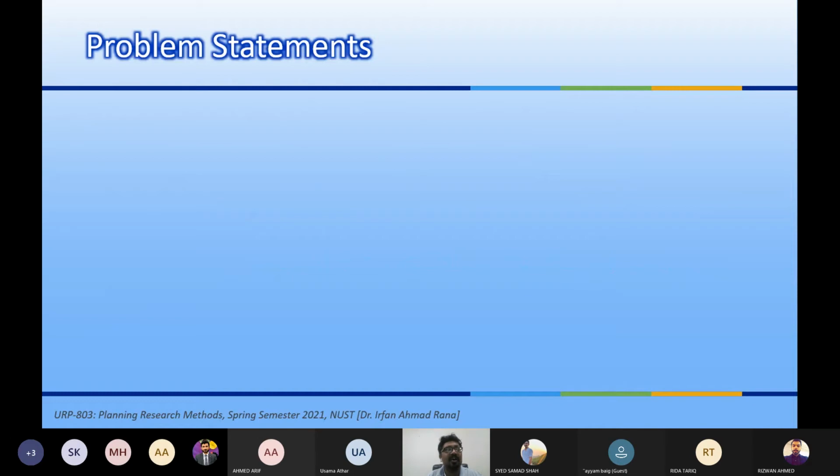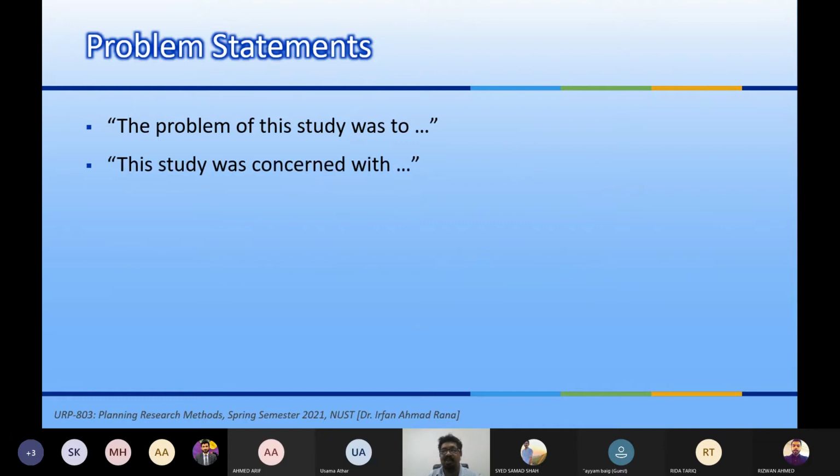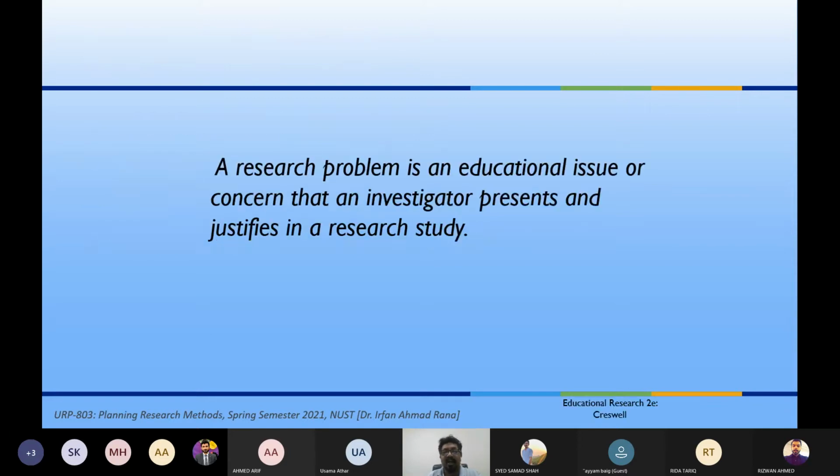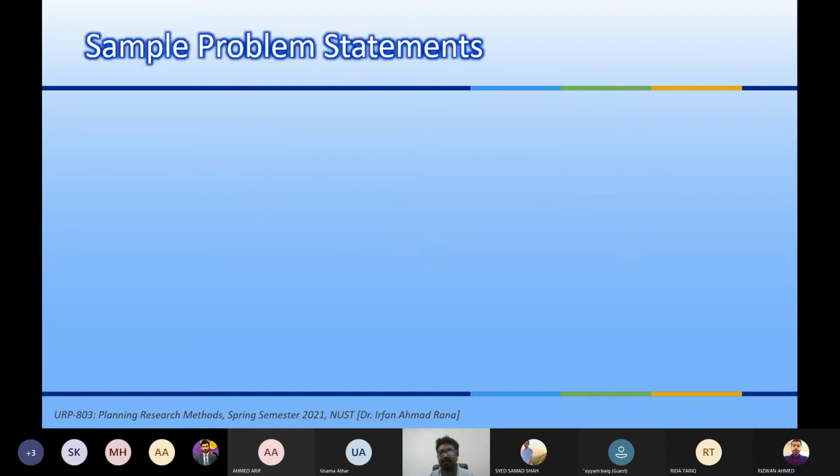Then we can go for phrases like: the problem this study was concerned with, this study was designed to. These are some keywords which really help you. After reading these keywords, I can know about the problem statement. Okay, so this is what this researcher is going to be doing. So this is the problem statement. It is a problem which an investigator presents and justifies, that this is a problem in the society or in the area, and that we need to do research on it.